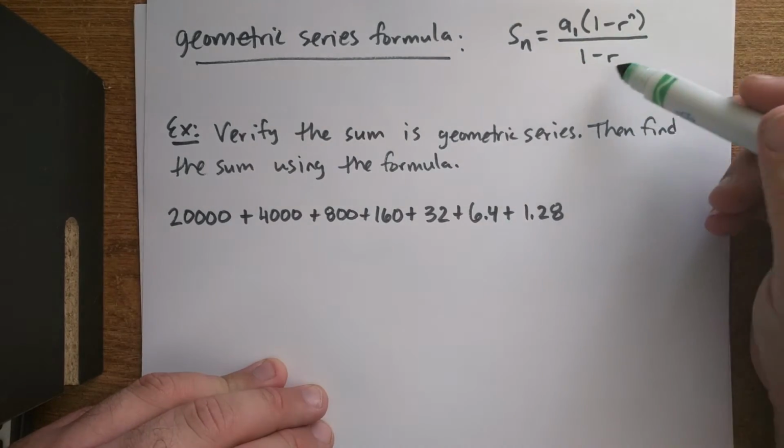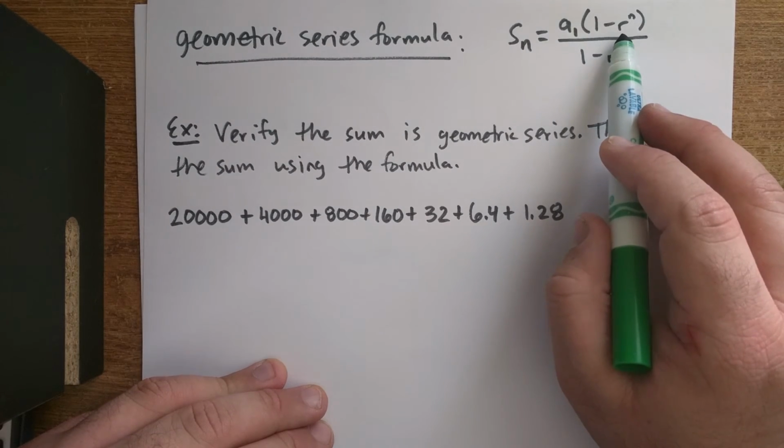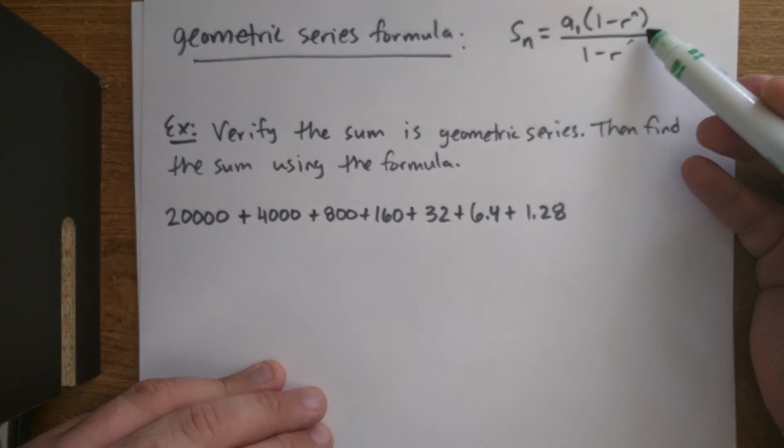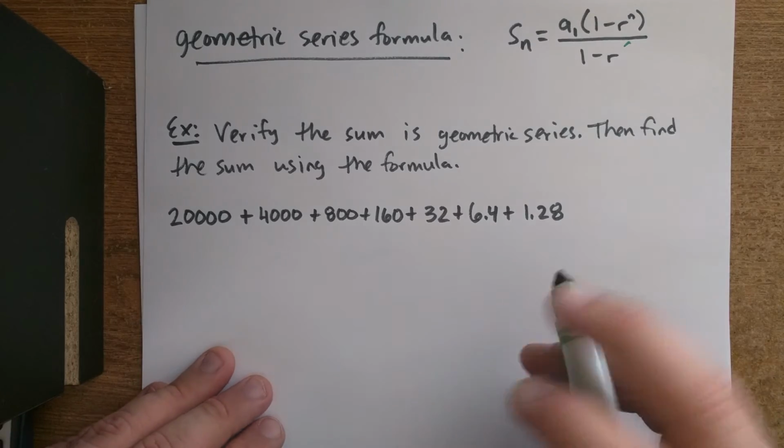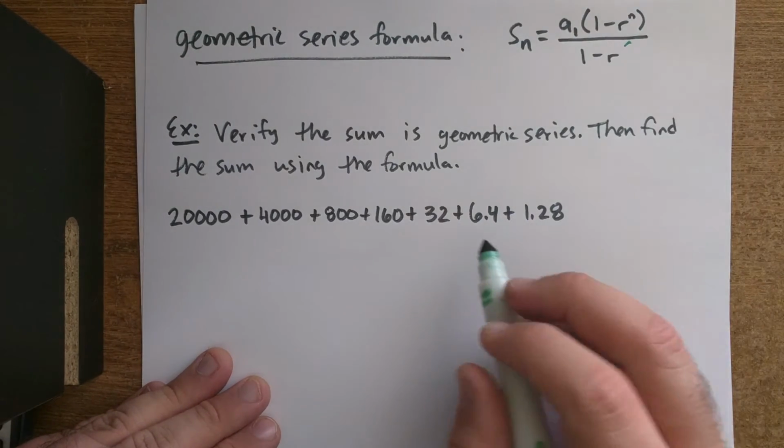So by now, I think we know what all these symbols mean. S sub n means to find the sum. a sub 1 is your first term. r is your common ratio. And n is the number of terms. Alright, so let's just go ahead and find everything. It says verify the series is geometric, then find the sum using the formula.